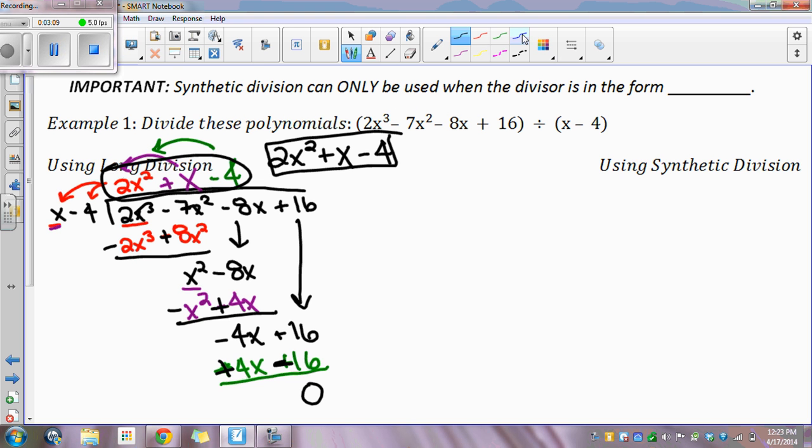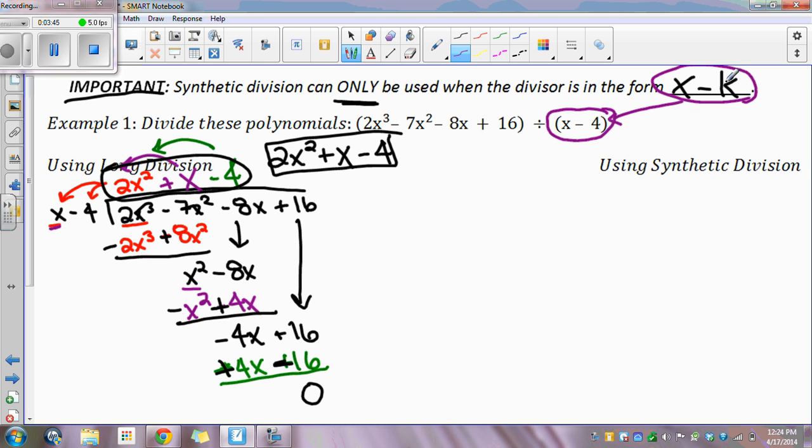Now I'll show you synthetic division. But before we do that, we have to know there's a certain way it has to be done. And these important notes up here. Synthetic division can only be used when the divisor, and we'll talk about what the divisor is, is in the form x minus k. So write that, and then I want you to circle it and point an arrow right here. This is our divisor.